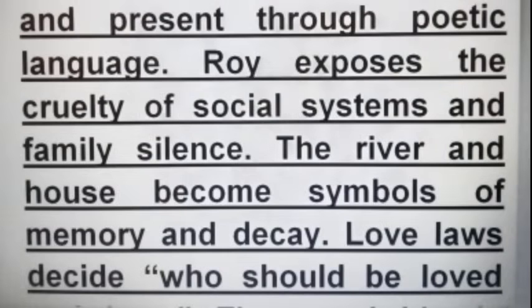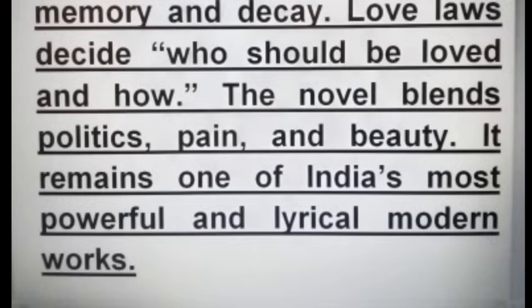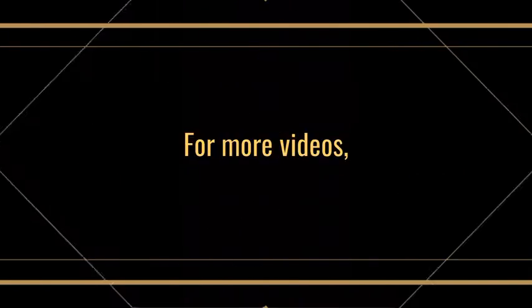Arundhati Roy exposes the cruelty of social systems and a family silence. The river and a house become symbols of memory and decay. Love, loss, decide who should be loved and how. The novel blends politics, pain, and beauty. It remains one of India's most powerful and lyrical modern works.